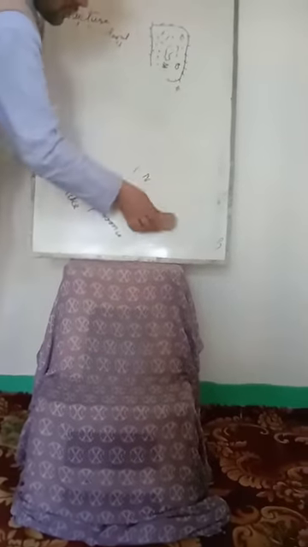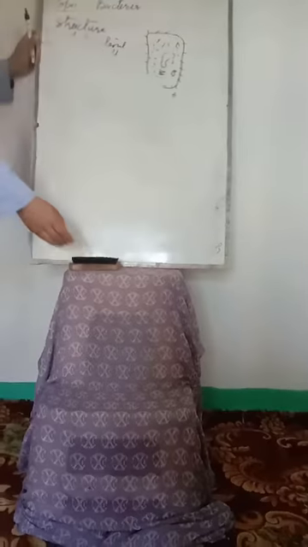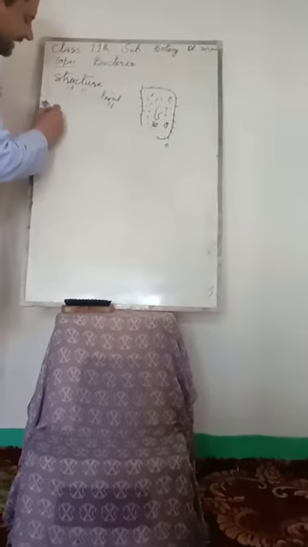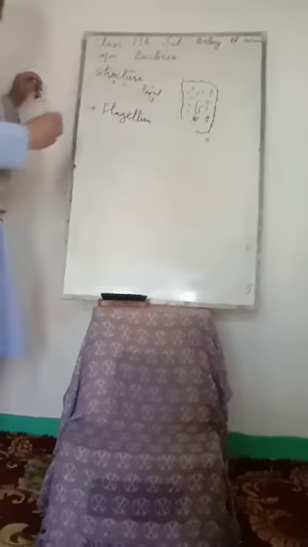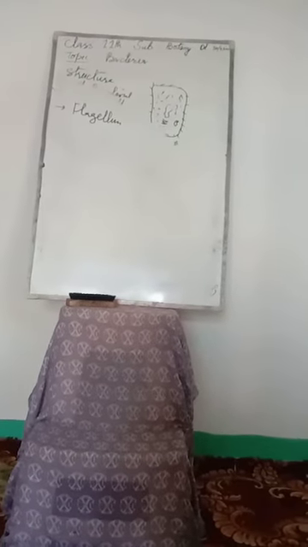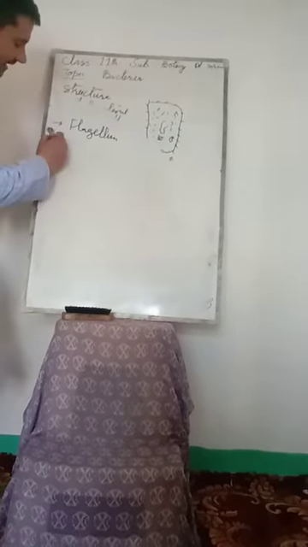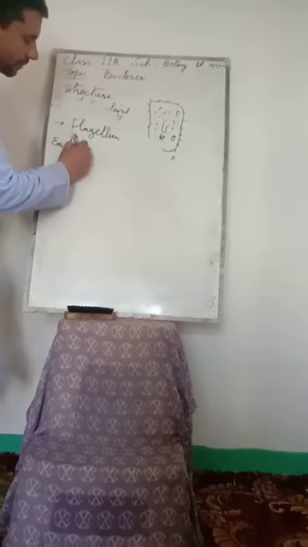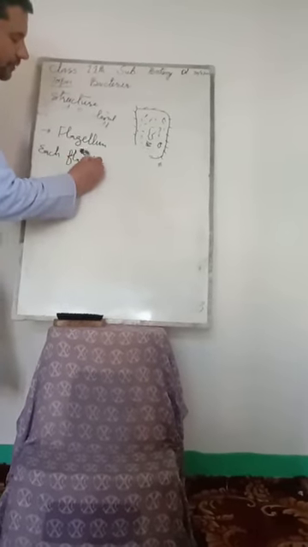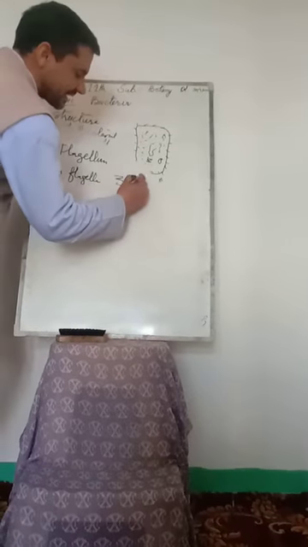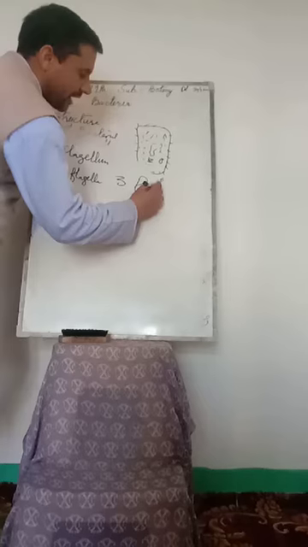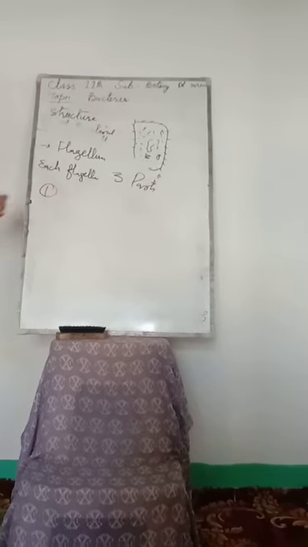This thread-like structure is mostly composed of a protein called flagellin. It's a protein found in flagella. Each flagellum contains three parts. There are three parts in a flagellum. Number one, basal body.